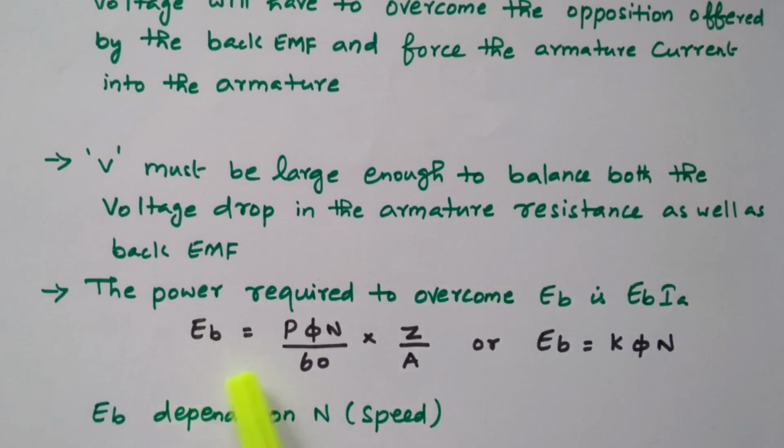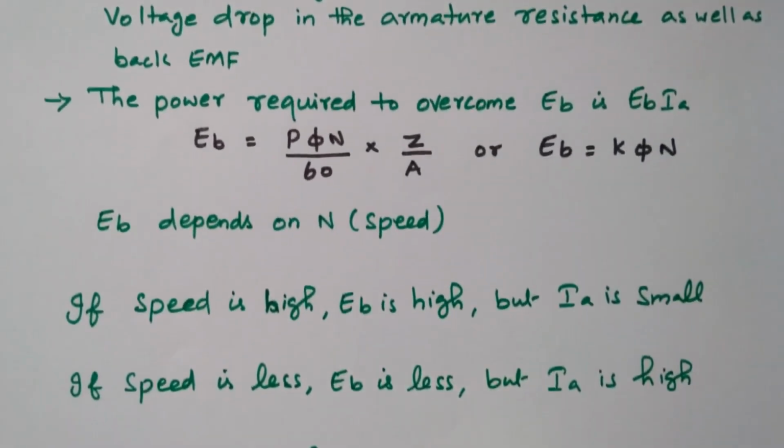So E_B can be written as P phi N divided by 60 into Z by A. This is nothing but the EMF generated in a generator. So the same equation can be used for back EMF also. Or E_B equals K phi N, because all these parameters are constant, only phi and N are variable. The number of poles, conductors and parallel paths are all constant. So we can write like this. By analyzing this equation we will come to a conclusion.